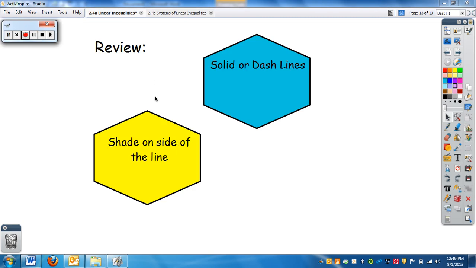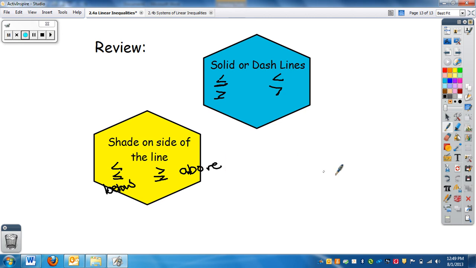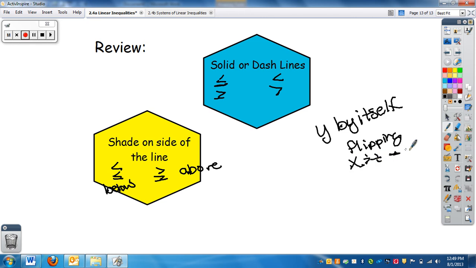So that is it for this video. So remember, you have lines that are going to be solid or dashed. Solid is when it's equal to. A dash is when it's less than or greater than. Otherwise, you graph normal. You shade one side of the line. If it's less than or less than or equal to, it's below. If it's greater than or greater than or equal to, it's above. And the other thing to remember is that you need to get y by itself if you're going to graph. And then remember about flipping the sign when multiplying and dividing by negative numbers.